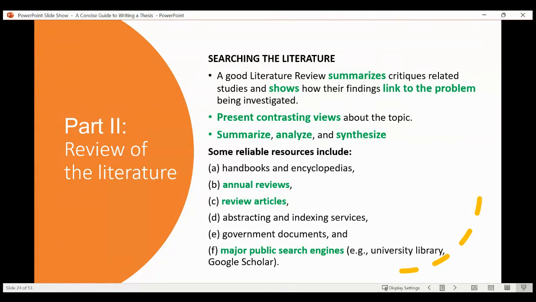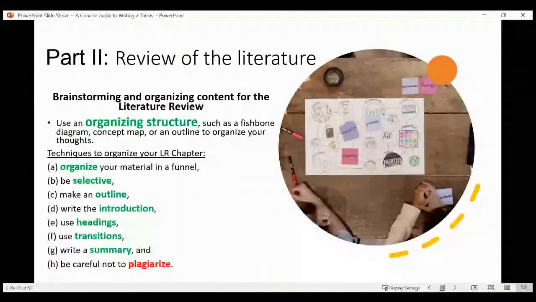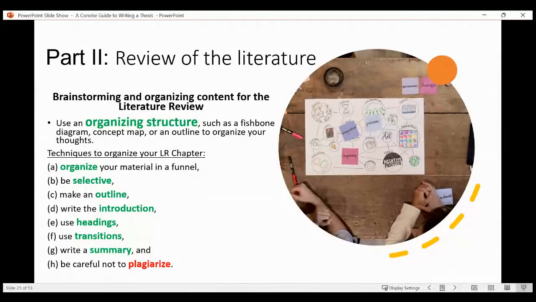Now we move from searching the literature to brainstorming and organizing the content for the literature review. You need to organize the structure and the literature that you have read, written, and studied. You can use a concept map, for example. You can use an outline; personally, I prefer using outlines. You can use a fishbone diagram, whatever is an easy way for you to organize the literature.